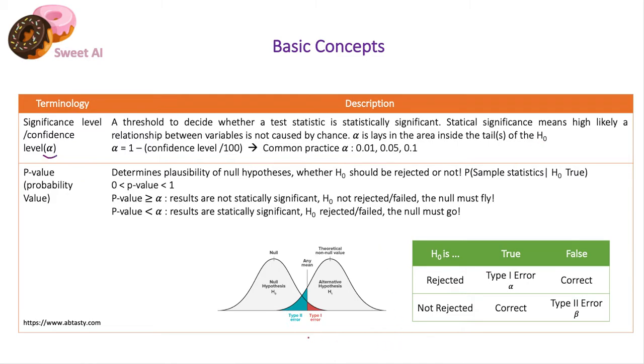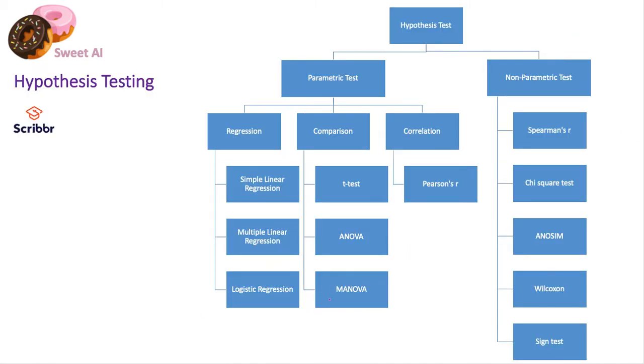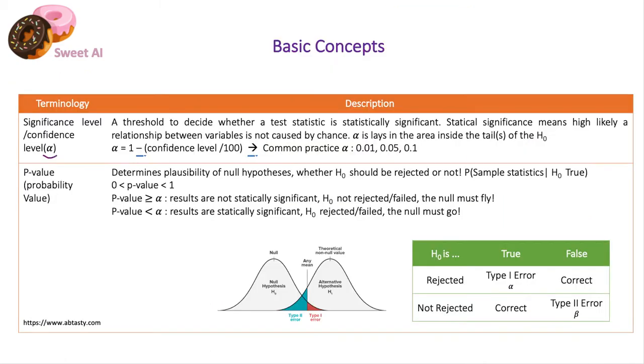And alpha is, as I said, for the parametric tests, that is the t-test and ANOVA test, and this is what we are going to talk about. We are going to have a normal distribution, and the alpha lies in the area inside the tail. These corners of the normal distribution are called tails.